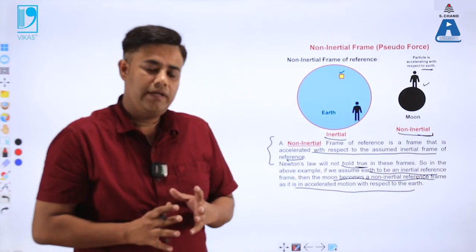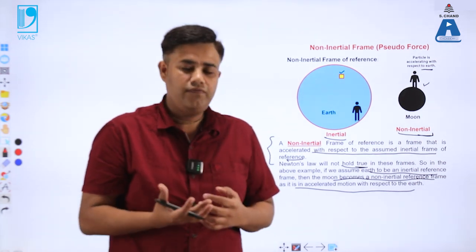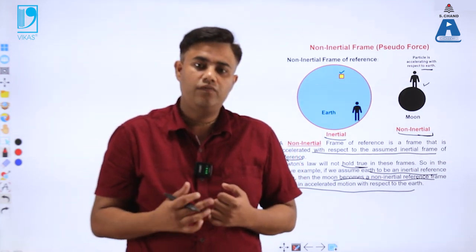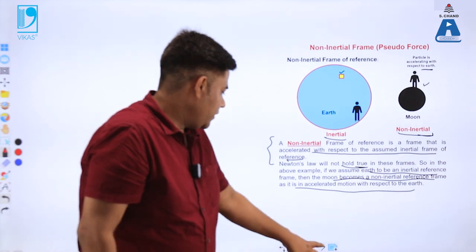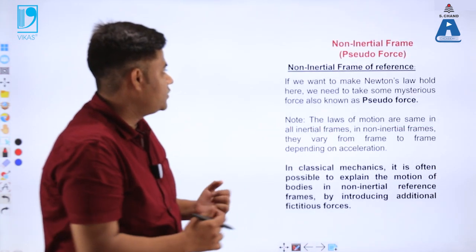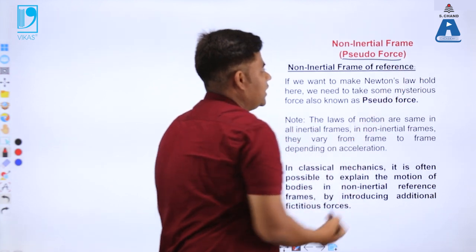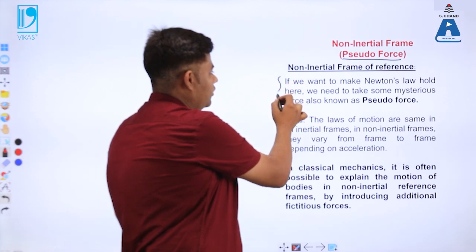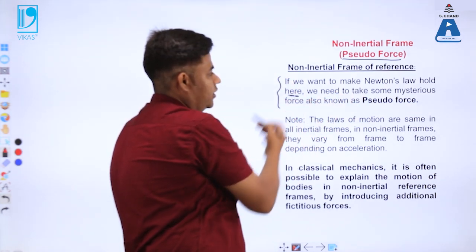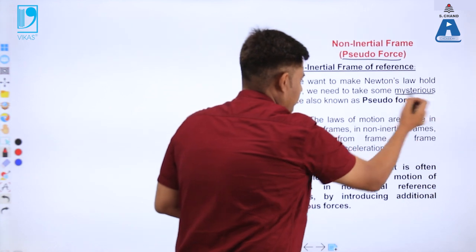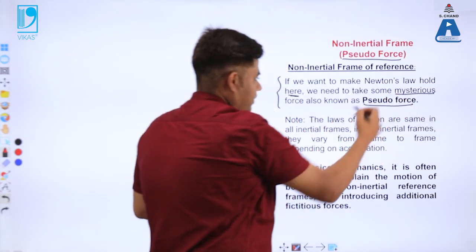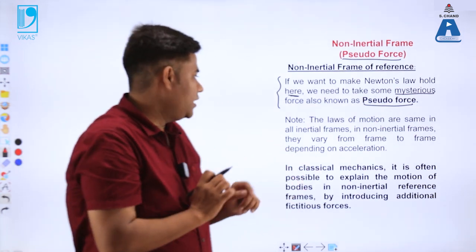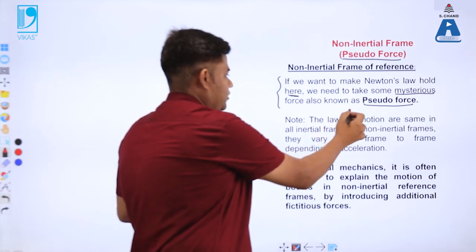Now, if in a particular situation we forcefully want Newton's law to be true in non-inertial frames of reference, then what needs to be done? In that situation, we need a force which is called a pseudo force, that I mentioned in the initial part of this lecture. I have told you that if we want to make Newton's law hold true here, we need some mysterious forces acting on the particle or on the surface. That particular force is called a pseudo force.